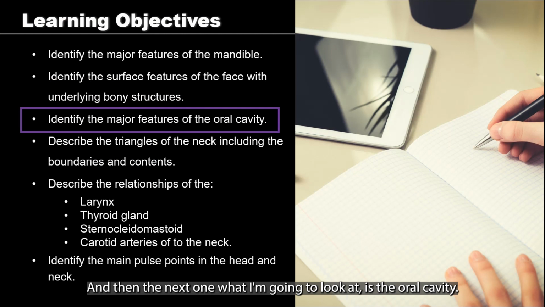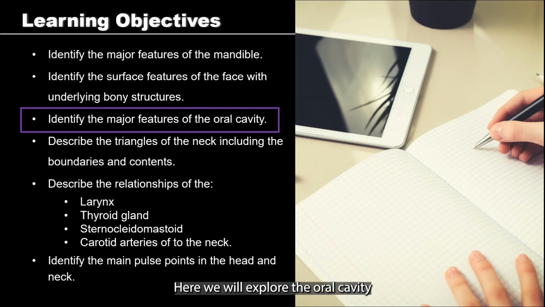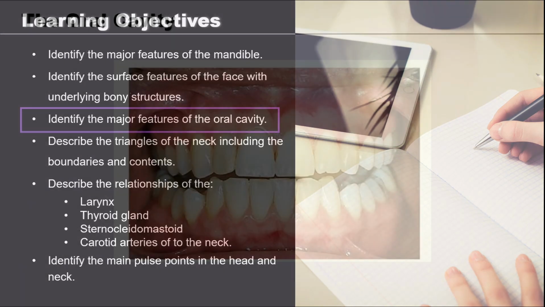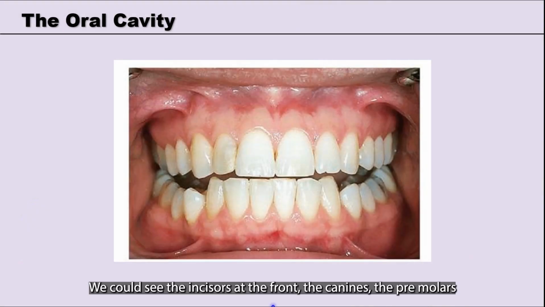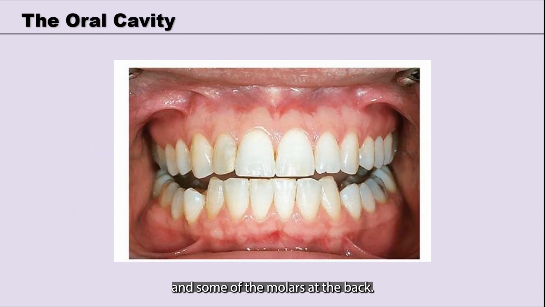And the next one we're going to look at is the oral cavity. Here we will explore the oral cavity and what we see when we look into someone's mouth. So this image displays a nice set of teeth. We could see the incisors at the front, the canines, the premolars and some of the molars at the back.